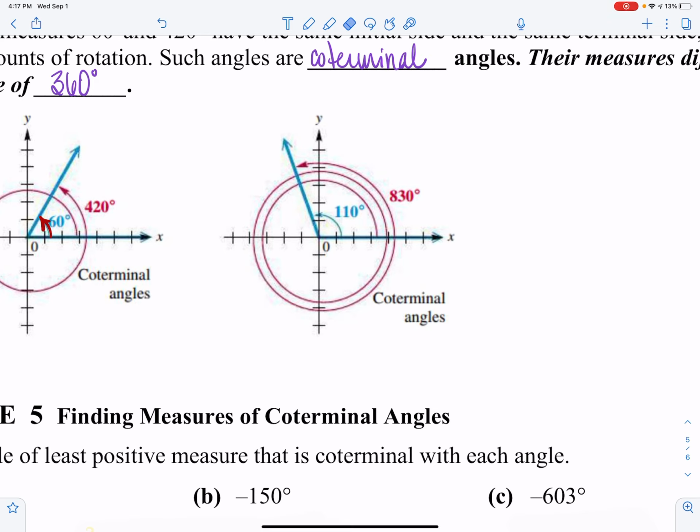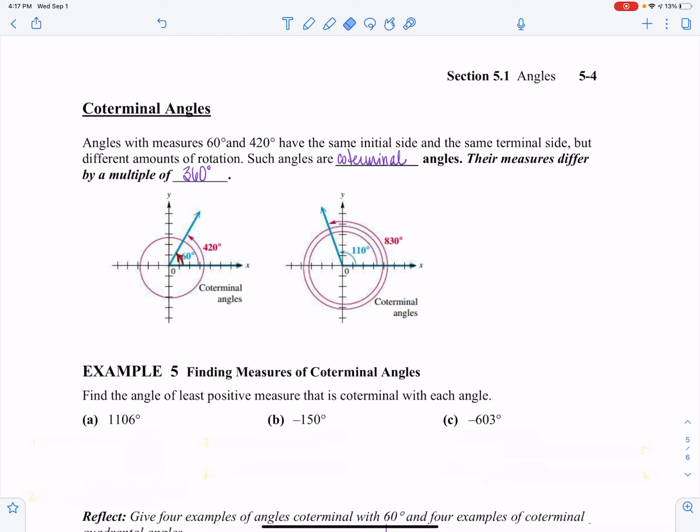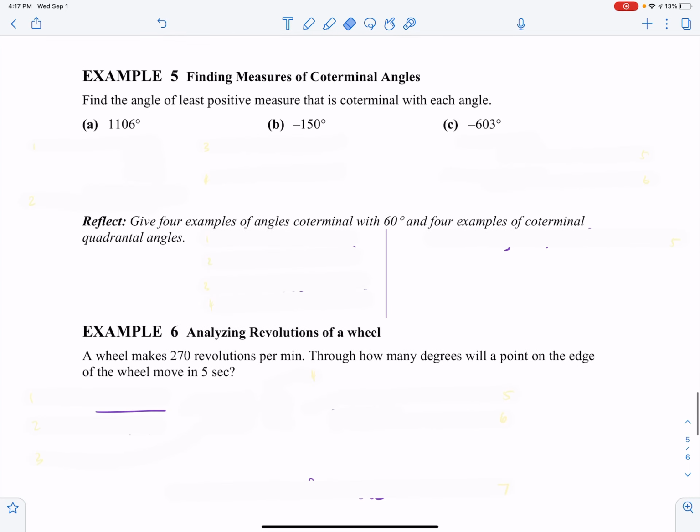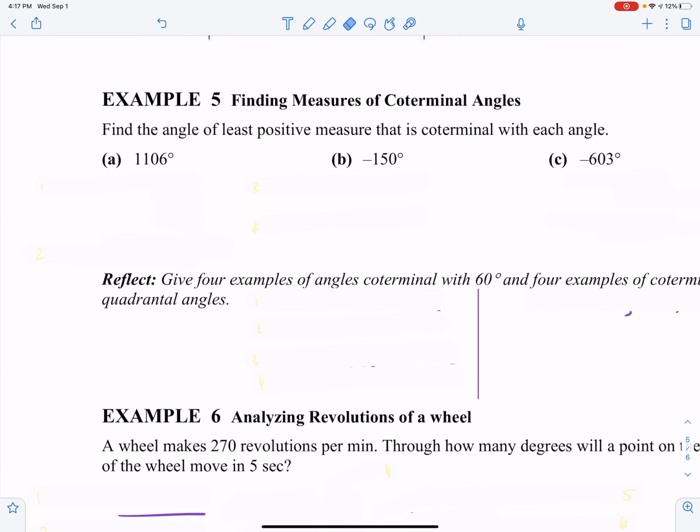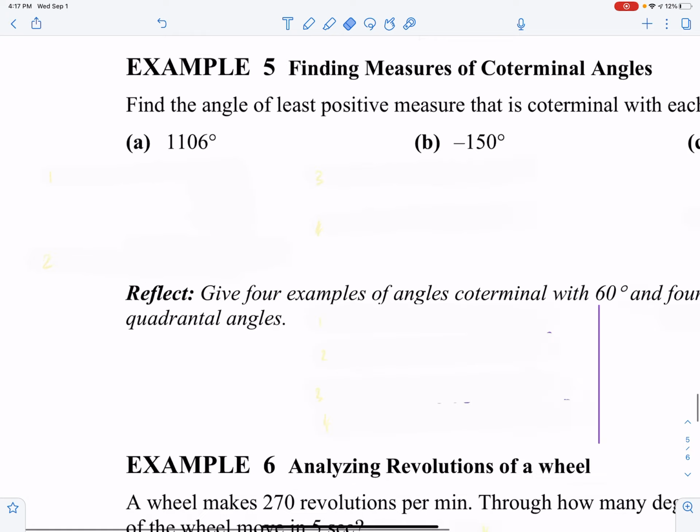So these are coterminal because they have the same initial side and the same terminal side, but their angles actually differ in measure. So let's work some examples dealing with coterminal angles. Notice the directions: find the angle of least positive measure that is coterminal with each angle.